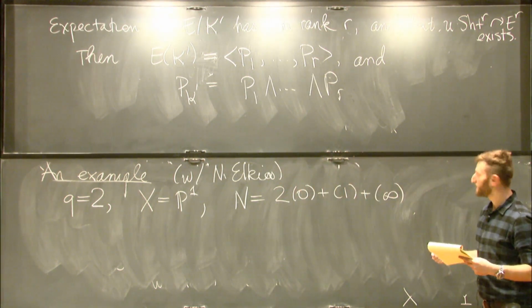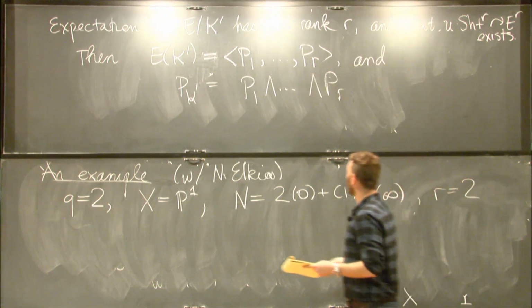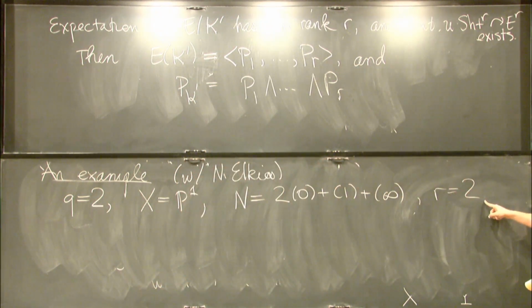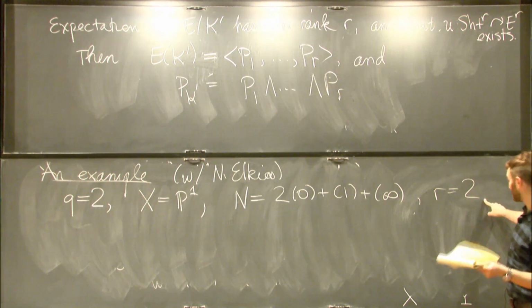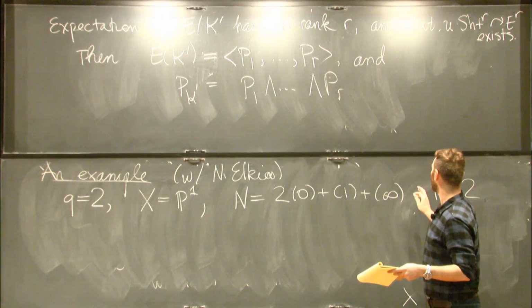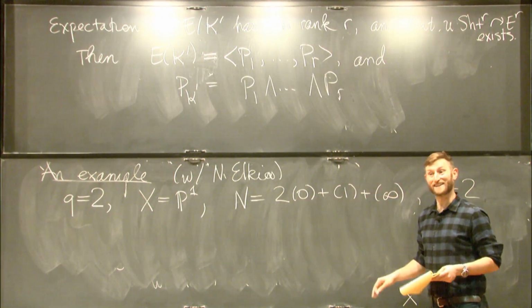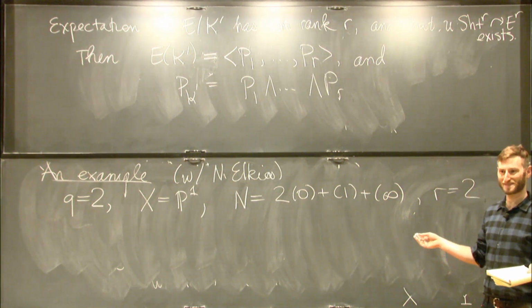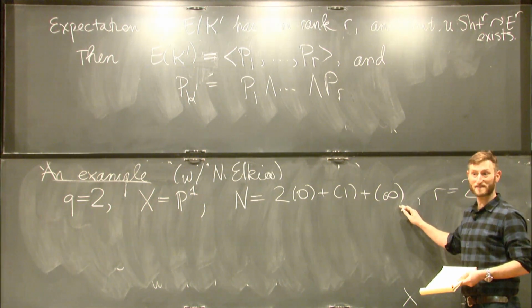And then R will be 2. And in this case, for R equals 1, do you get a geometric description of the uniformization? Well, yes. When R equals 1, then I'm talking about the Drinfeld modular curve, and that is an elliptic curve. So the uniformization of that elliptic curve is the identity map. It's a nice situation because there's only one cusp form at this level.